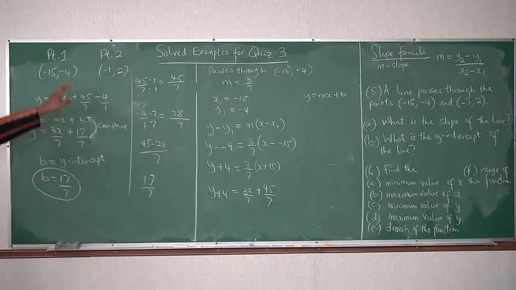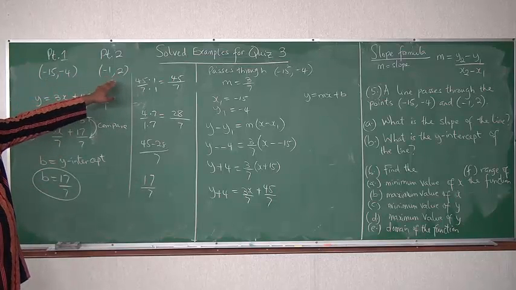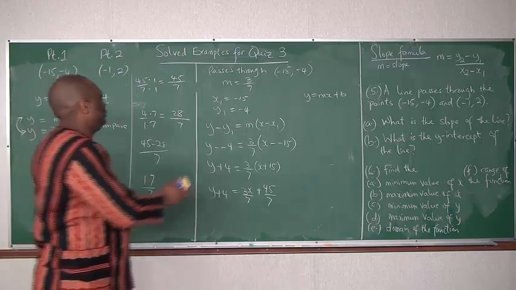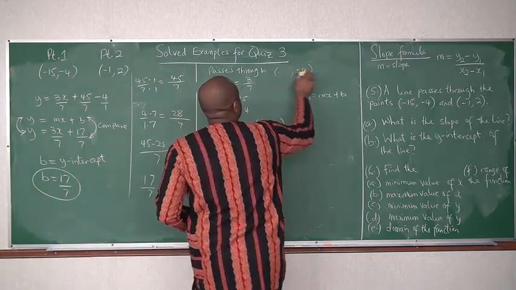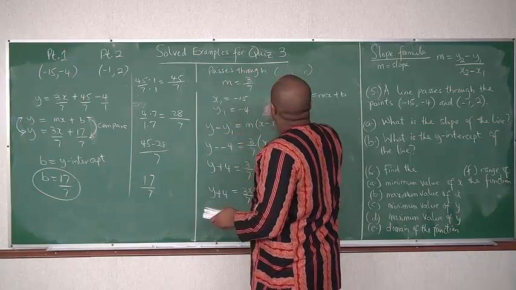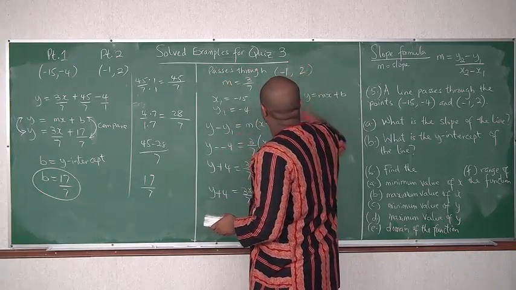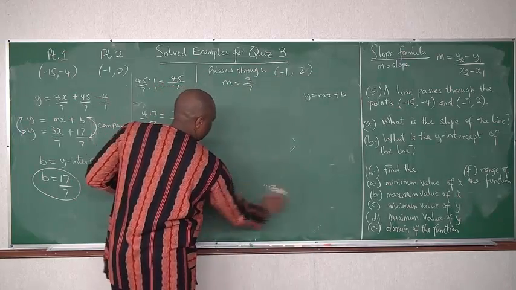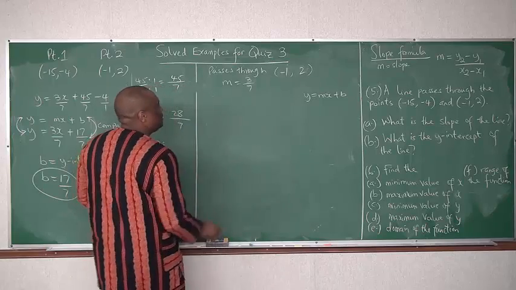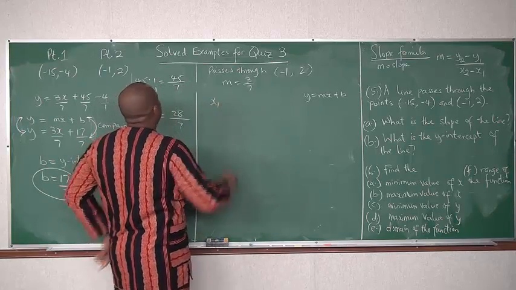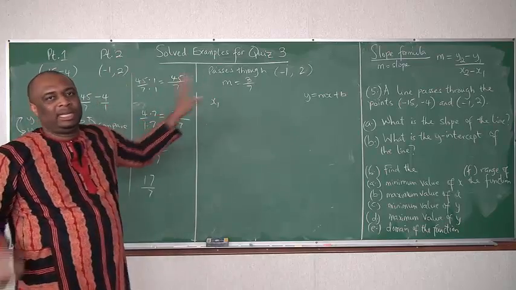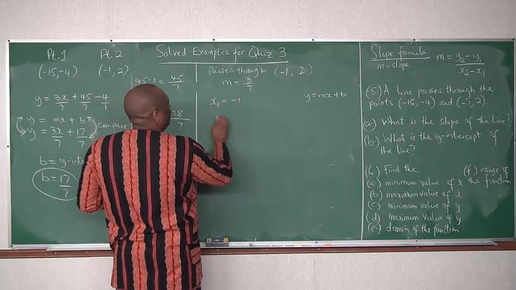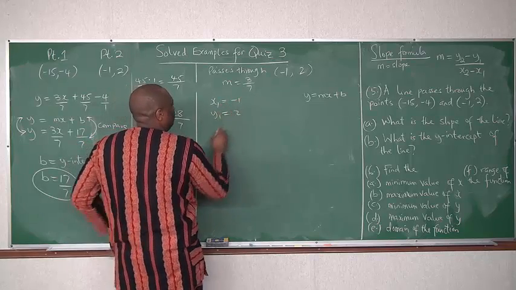Now, some of you might be thinking, what if I use the point (2, 5)? It will give me the same thing. Trust me, it will. If I have it like this, the point passes through negative 1 and 2. So x1 is negative 1, and y1 is 2.